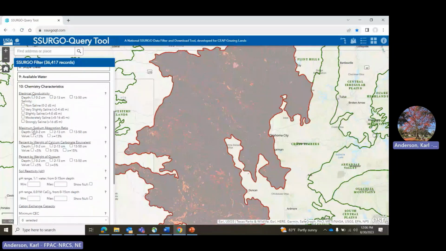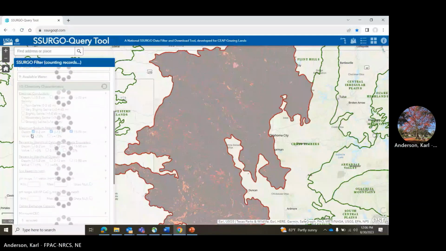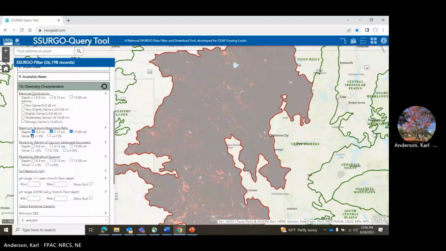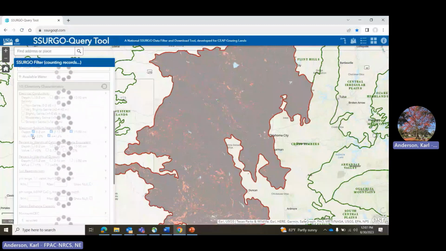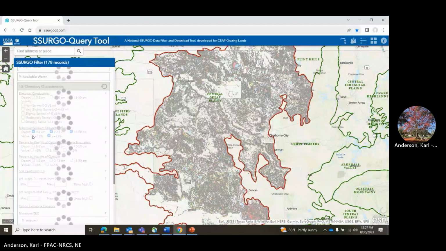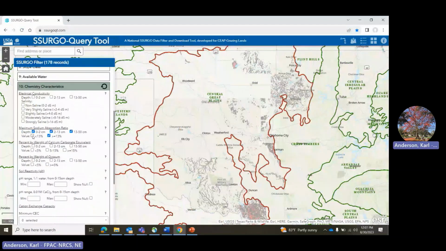Now we're going to look at maximum sodium absorption. Just going to shoot for it all. Since I didn't see a whole lot of, yeah. Okay, so I'm going to do this. I'm going to uncheck this other box. So yeah, we really don't see salinity or sodicity as being an issue.